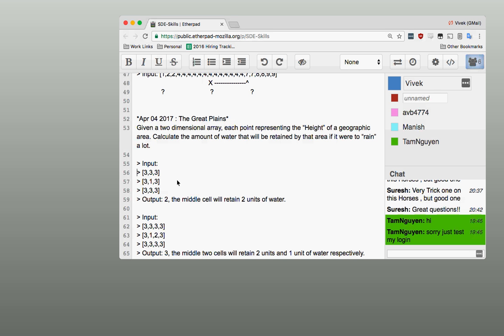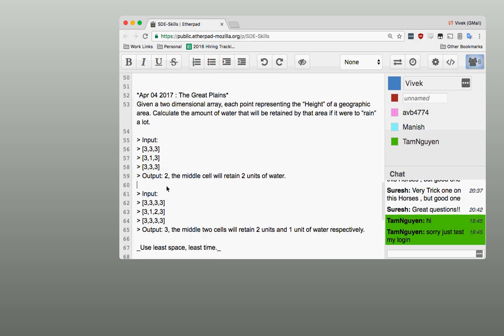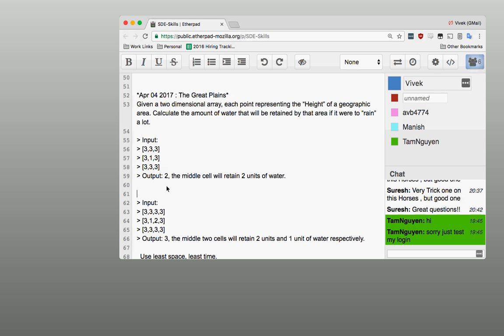It's a dynamic programming question, pretty straightforward. Now this is a variation of it where you're trying to figure out how much water you will store in a two-dimensional array where every point represents the height. Given the input example that we have with all threes in the border and one in the center, obviously 2 units of water will be stuck in the central location. So how did we actually go about attempting this?